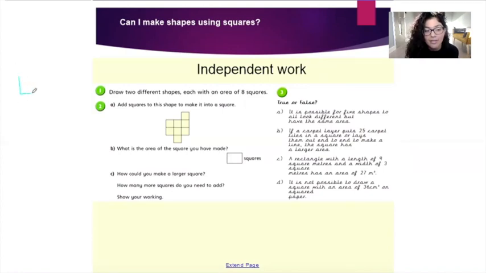So I am going to start. Your shapes might be different to mine, so don't be afraid if they are. Doesn't mean you're wrong. Right, that's my first shape. Very badly drawn squares, but I have drawn a shape here with an area of 8 squares, a shape that has been made up of 8 squares. So count it to check. 1, 2, 3, 4, 5, 6, 7, 8. So that's my first shape. And then I think I'm going to draw, I have an idea of the next one I want to draw.